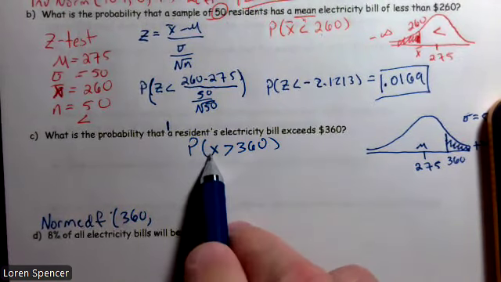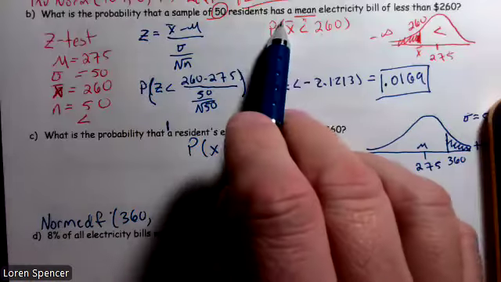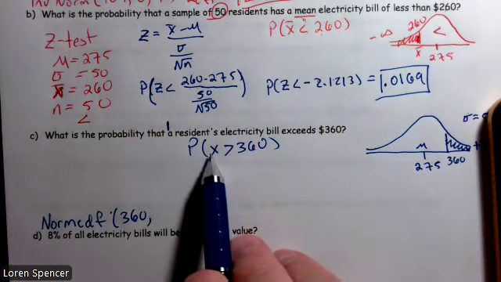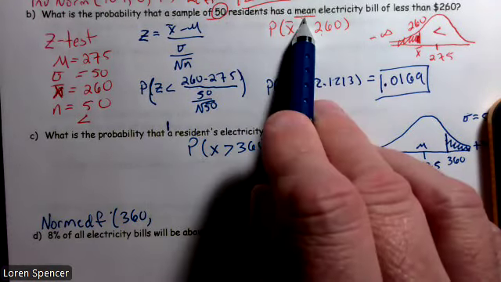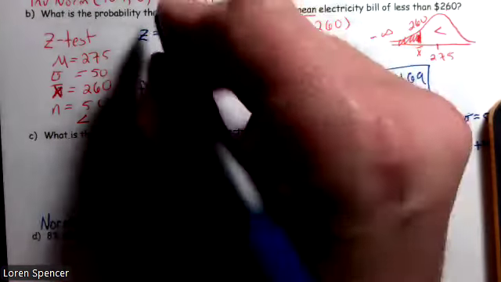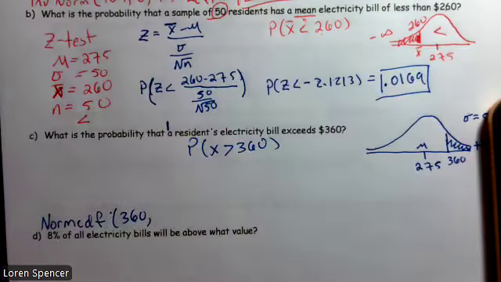Now notice this is an X. The problem above was an X bar. This asks for a single residence, so it's just a single value. The problem above asked for a mean, so it's X bar, because the mean is the average and X bar is the average.